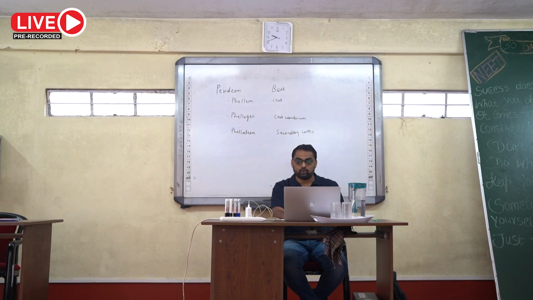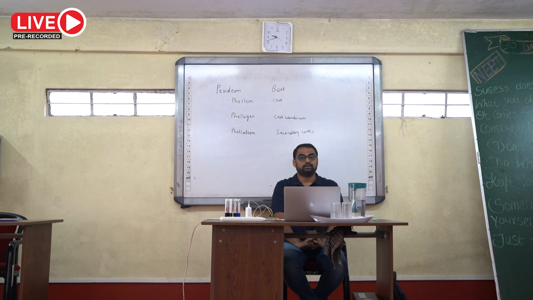Parthenocarpic development of fruit is brought about by which one? 2,4-D is what? NAA is naphthalene acetic acid. 2,4-D is 2,4-dichlorophenoxyacetic acid. These two are growth regulators, naphthalene acetic acid and 2,4-dichlorophenoxyacetic acid. Okay.